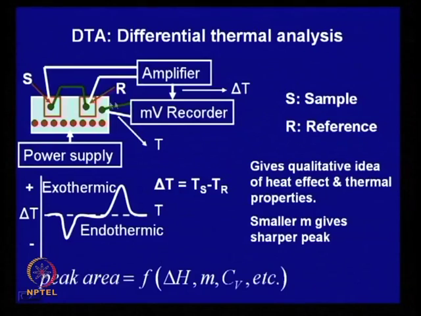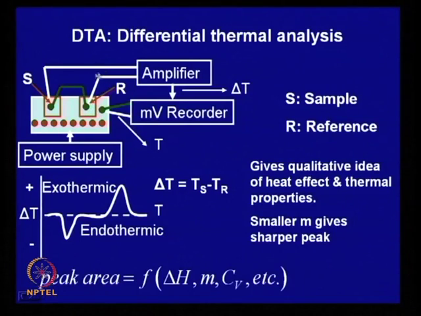So, what you do, you take a small piece of the sample over here, which is put in a container, and you also have a reference material. Now, you put two thermocouples and you connect them in the opposite way. So, let us say if this is the negative, you connect this to negative, and then the positives are over here. So, what you are actually measuring is the temperature difference between the sample and the reference.